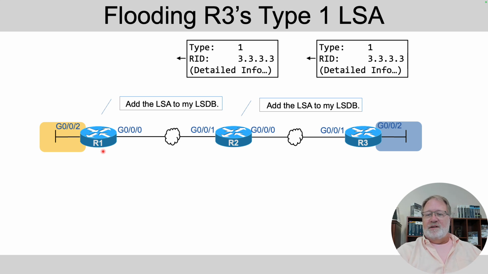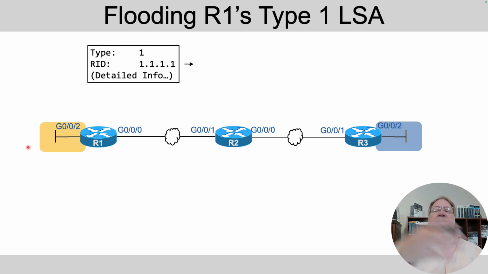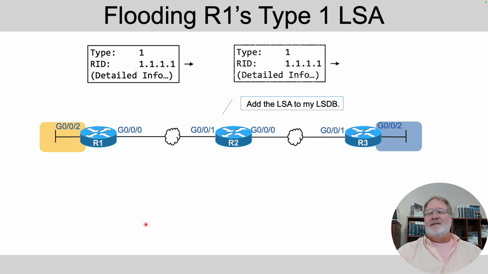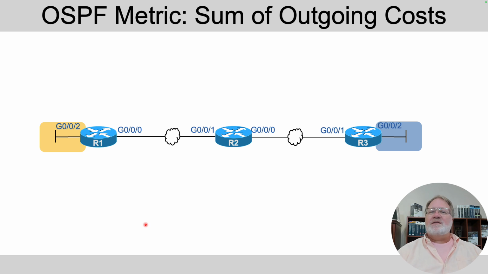Then if you flip it around and think about router R1. R1 creates an LSA for itself, a type 1 LSA, sends that to R2. R2 stores it in its LSDB, sends it on to R3. R3 stores it in its LSDB, but still no routes. So the second wave then is once the routers have information, they run this SPF algorithm to calculate routes.